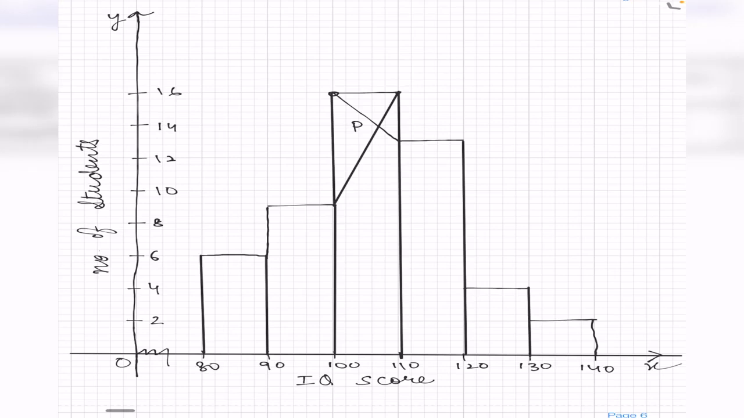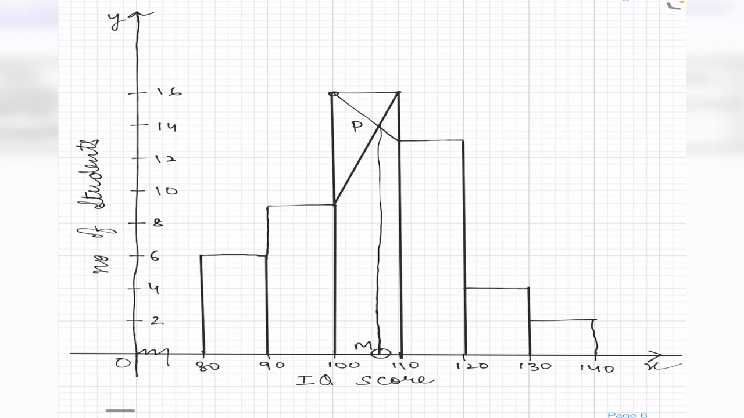Now, from this point P, we will draw a perpendicular PM on the x-axis. You have to draw this with the help of a scale. Now, let this point be M. So PM is perpendicular on the x-axis. So we can see this is the mode. So we can see this is 107.